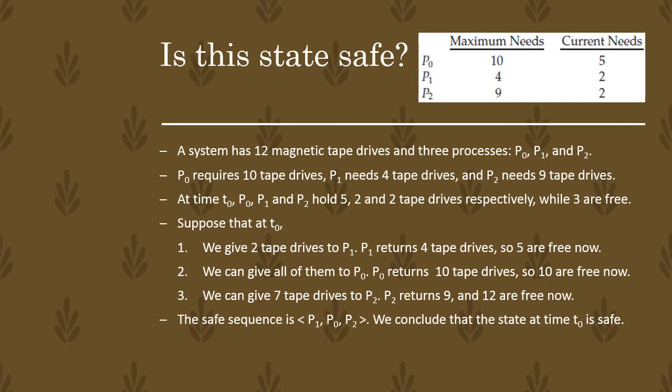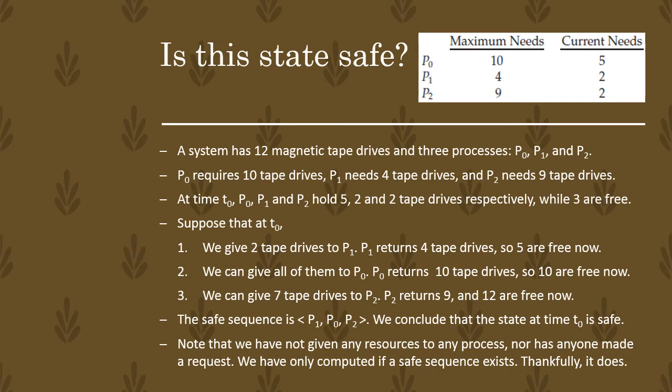The safe sequence is P1, P0 and P2. We conclude that the state at time T0 is safe. Note that we have not given any resources to any processes, nor has anyone made a request. We have only computed if a safe sequence exists, and thankfully it does.